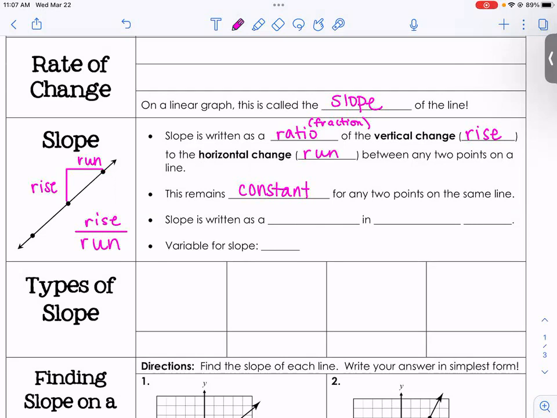Now, I do want you to make sure that the slope is written as a fraction, right? That's what I mean by ratio, but I need you to make sure that you simplify it. Okay. So if you get a slope and you count 6/3, I need you to simplify that. Okay.